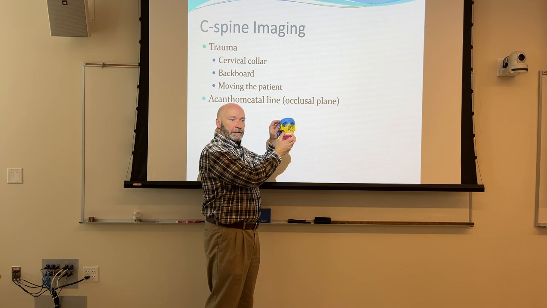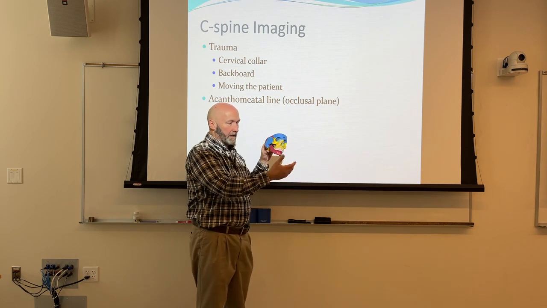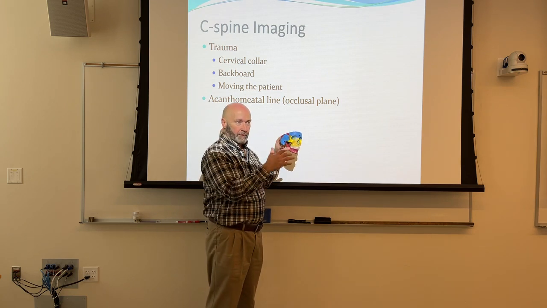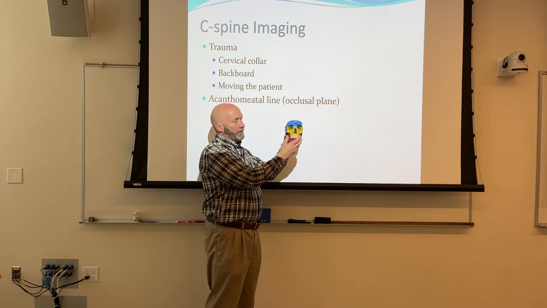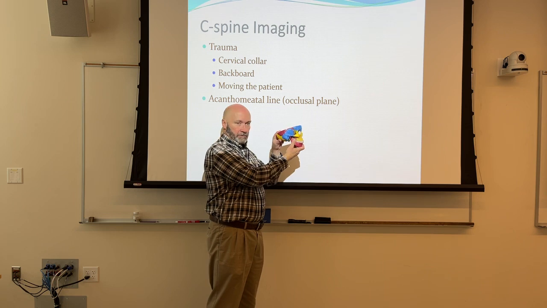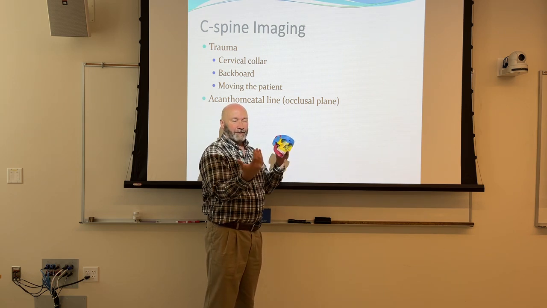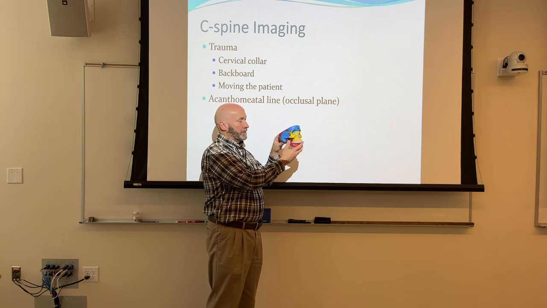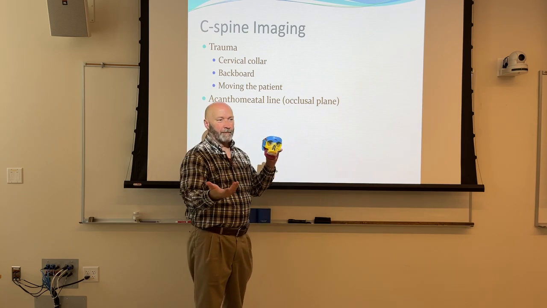The obliques, sort of for the same reason as the lateral, acanthomeatal line parallel, right? If the patient's upright, parallel to the floor. Some of your textbooks will also have you on your obliques turn the patient's head into a true lateral. I've got my opinion on that, and that is that that could potentially rotate the upper portion of the C-spine, but that's just my bias, really.